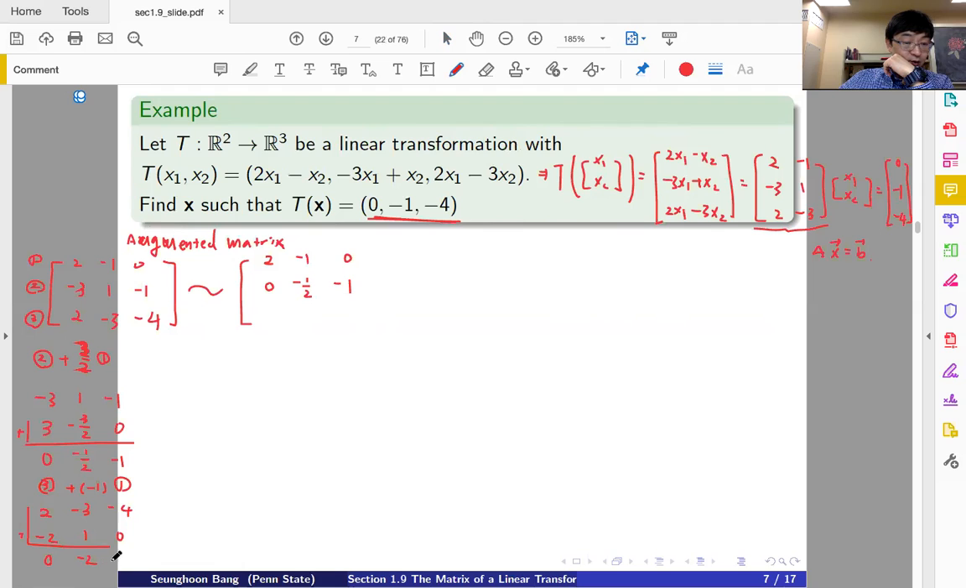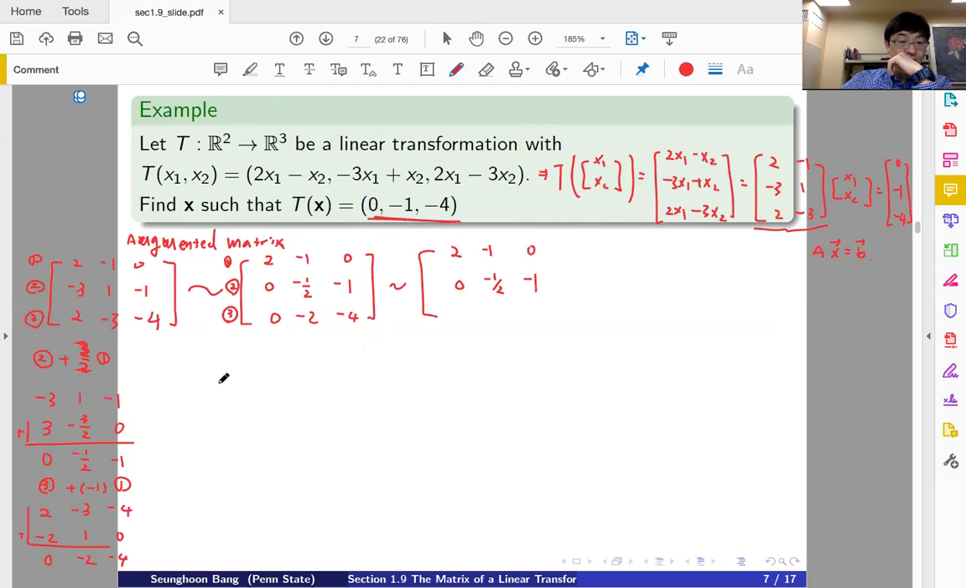0, -2, -4. So we have 0, -2, -4. The next two: you only eliminate this one, the -1/2 is like a pivot. This is the same: first row, second row, and third row. You can change it to the echelon form. You can keep 2, -1, 0. You keep here 2, -1/2, and -1.